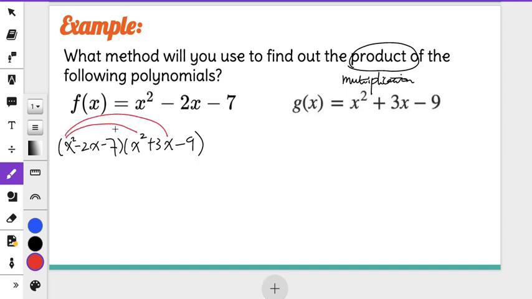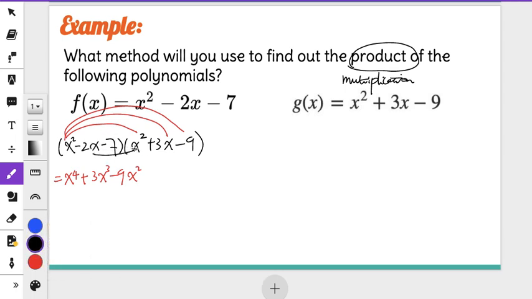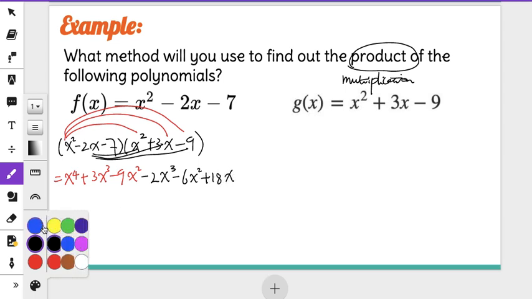I'm going to use a different color to see what I'm going to distribute. At the same time, I'm going to write them out. So first, I'm going to distribute x squared to all three terms here. When we multiply, remember this time we are adding exponents. So x squared times x squared is x to the fourth, continue 3x to the third, minus 9x squared. And then we finish the first one. So second, I'm going to deal with negative 2x to all three terms here. So it's negative 2x to the third power, minus 6x squared, then plus 18x, because negative times negative is positive.